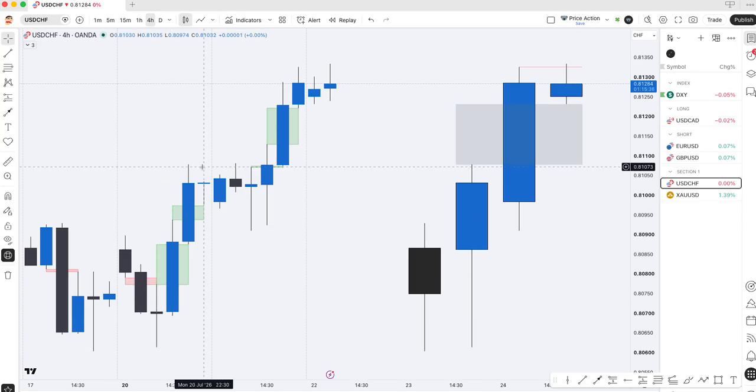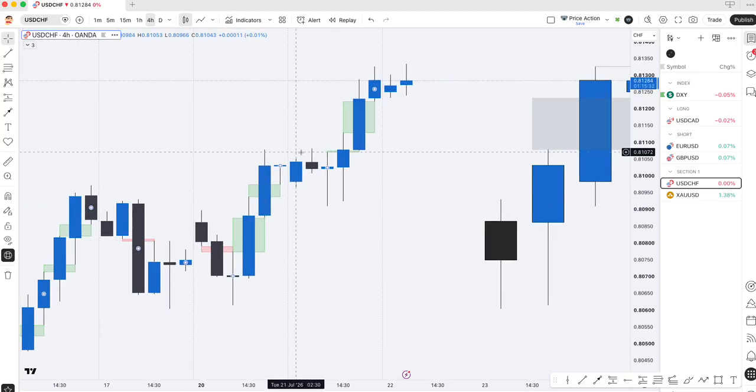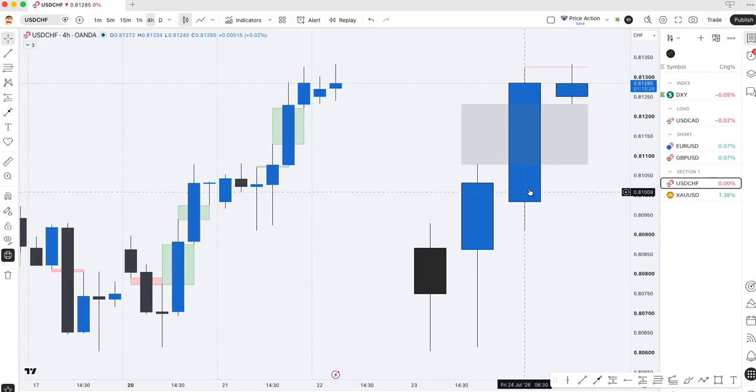Day before yesterday, bullish close, price making higher highs. We broke the structure, we closed above. This was day before yesterday. Yesterday we open, we go down, trade into the fair value gap, and we push to the upside. Daily opens, makes a wick, pushes to the upside.